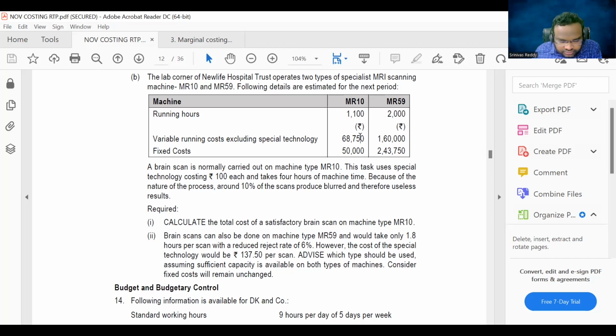Now tell me, let us assume that if 1,000 hours are worked, 10% of the time is wasted. Correct? What is the variable cost? How many hours are we working? 1100. So what is the cost for each hour of machine time? 68,750 divided by 1100 hours. Fixed cost 50,000 divided by 1100 hours. So you are getting the cost of a brain scan for MR10, somewhere about 40. So we have got fixed cost and variable cost. I'll go to the solution also.